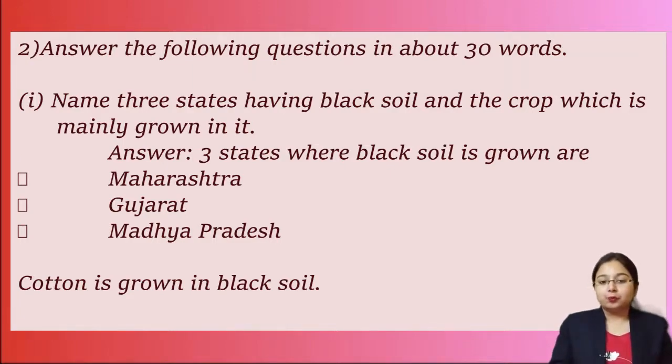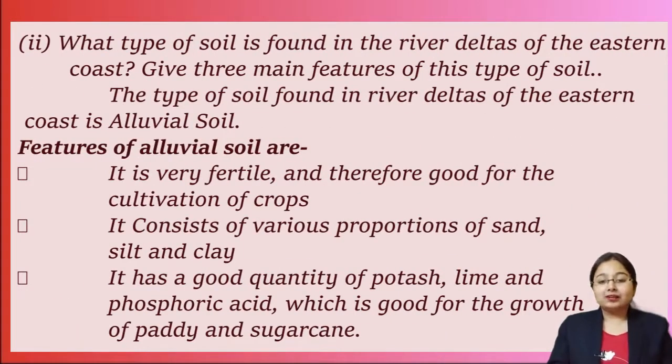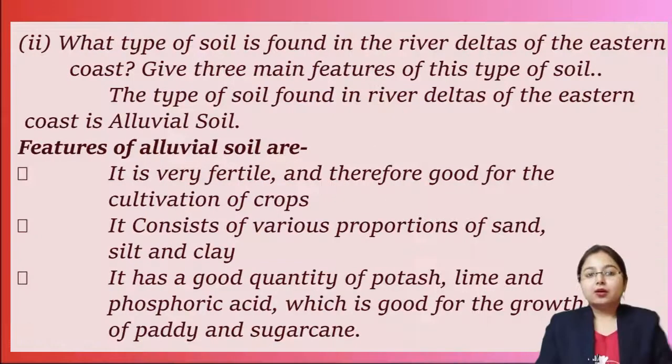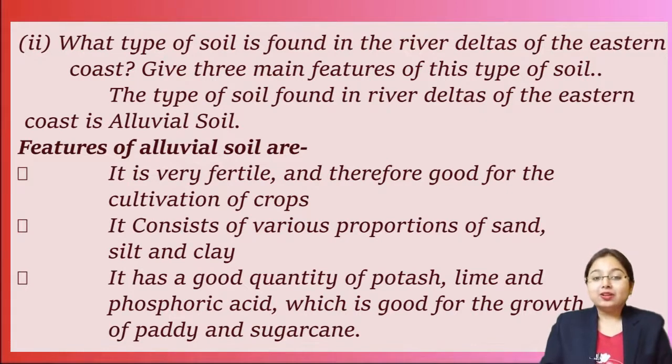Next, question number 2. What type of soil is found in the river deltas of the eastern coast? Second part, give 3 main features of this type of soil. So children, this question contains 2 parts, so we will be answering both the parts. Alluvial soil is found in the river deltas of the eastern coast.